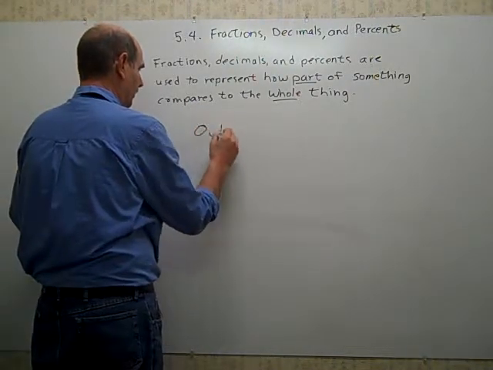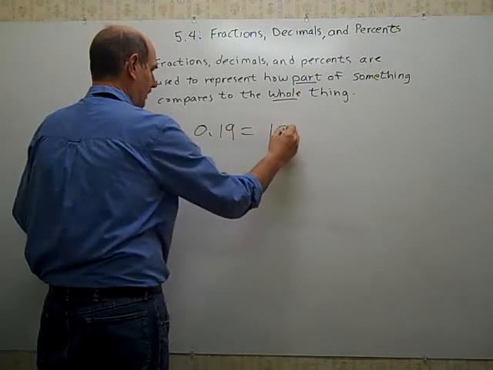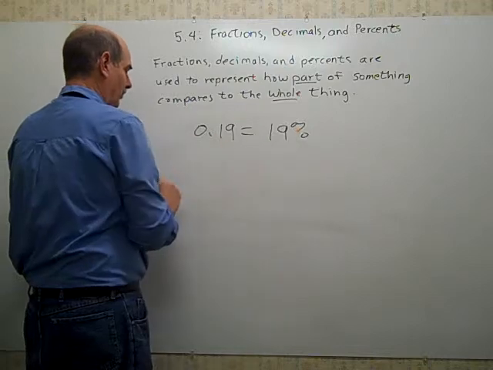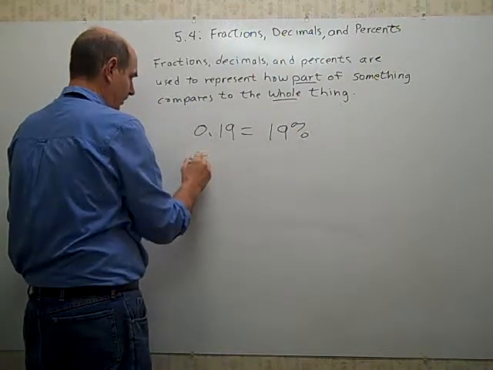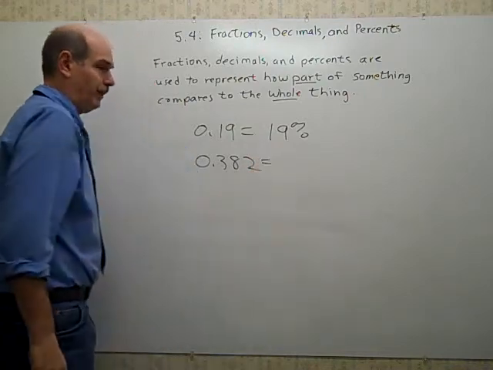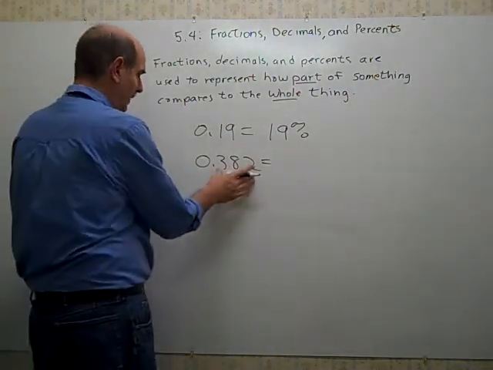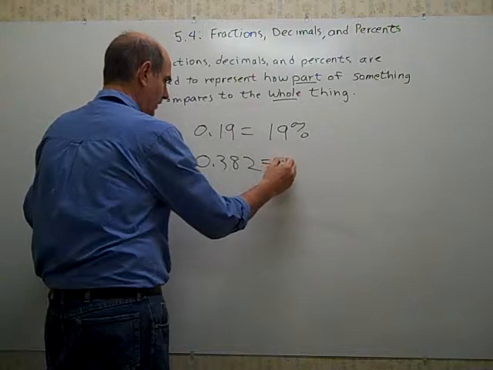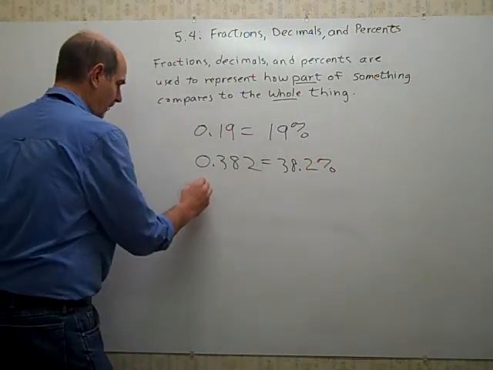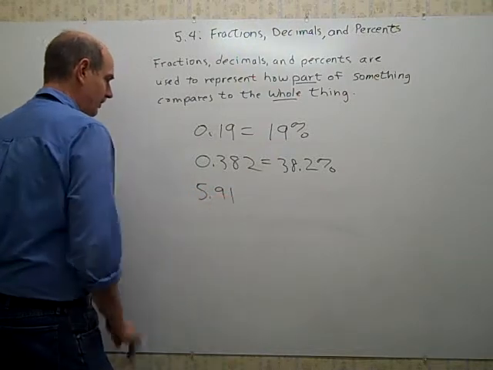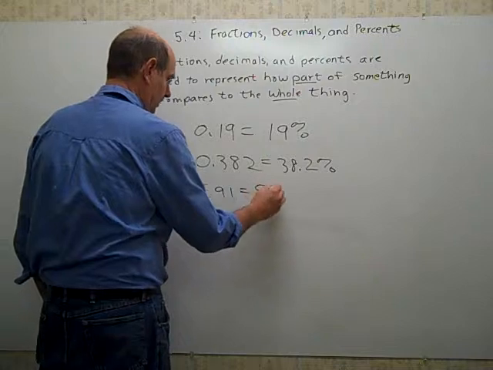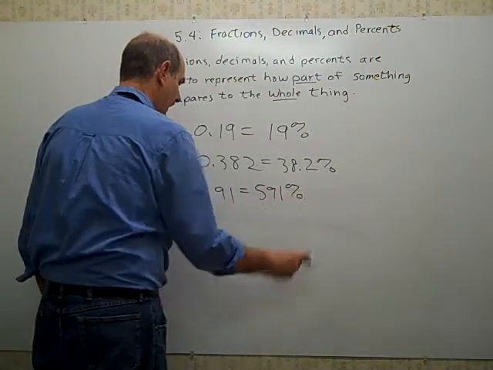So you have 0.19, that would be 19%. Move the decimal 2 places to the right, put a percent sign in. If you have 0.382, a little trickier, but just follow the same idea, multiply it by 100 and put a percent sign in. 38.2%. If you have 5.91, follow the same rule, multiply it by 100, 591, and put a percent sign after it.